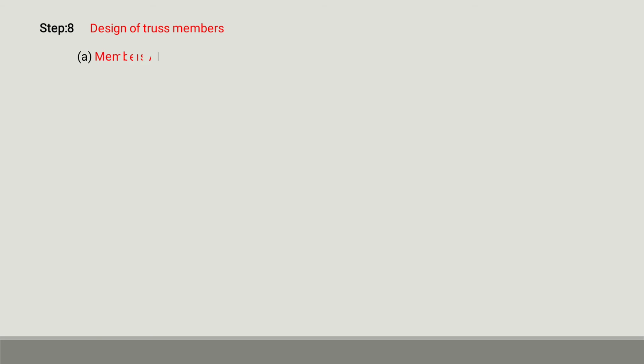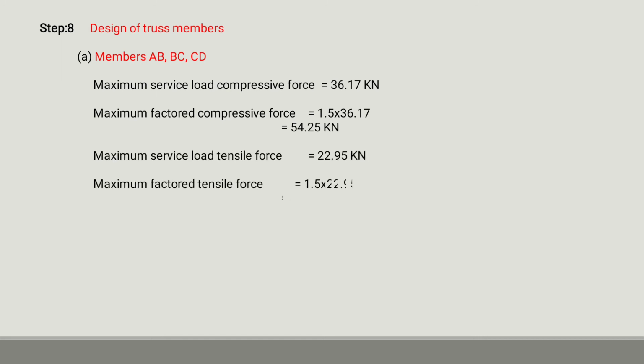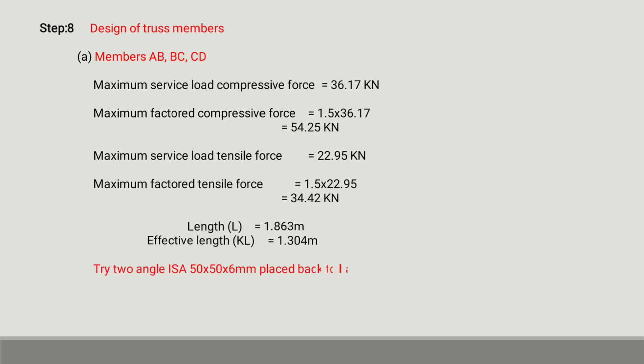So step number 8, design of truss members. Members AB, BC and CD. The maximum service load compressive force is equal to 36.17. Then the factored load is simple, multiplied by the constant factor 1.5. So 1.5 into 36.17 is equal to 54.25 kilonewton.